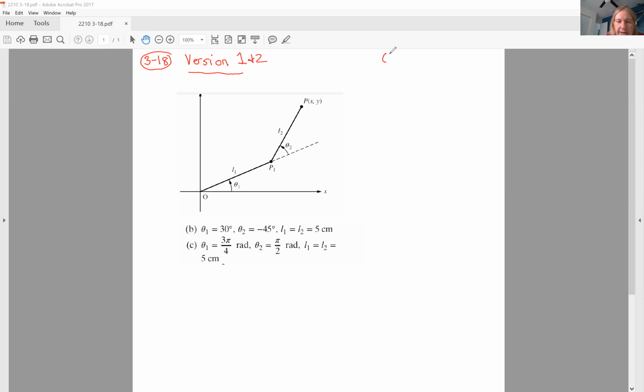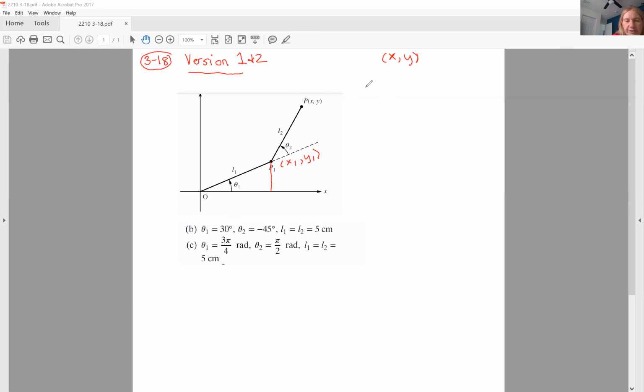Basically, we want to know what x comma y is. And we have these two different triangles, so we have to do it piece by piece. So first thing I'm going to do is drop a line straight down here, and I'm going to find out what the xy of P1 is. So we'll call this x1 comma y1. Okay. And we know that theta 1 is 30 degrees for B.